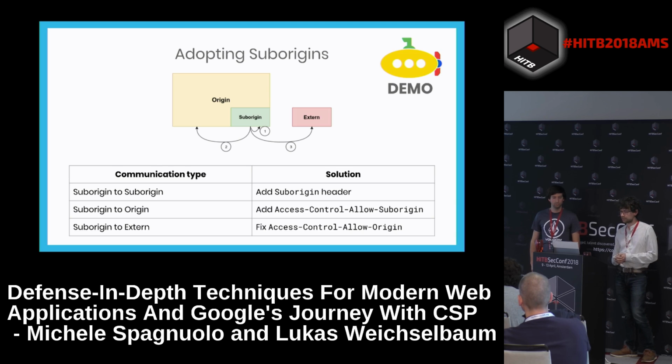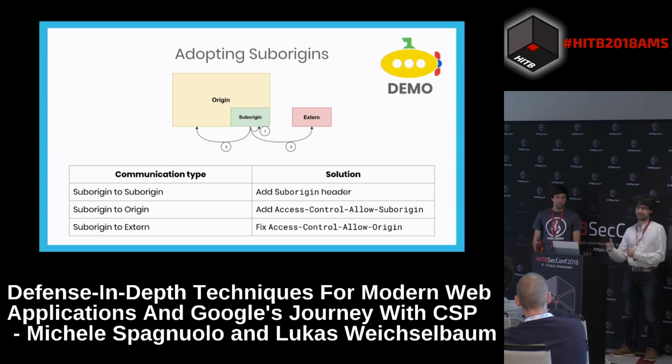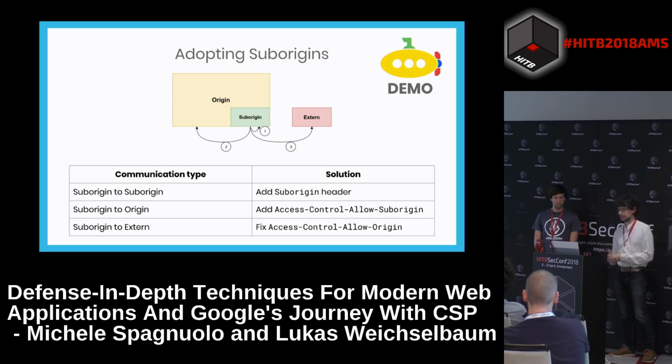If you want to communicate to the parent origin, or to the origin in general, then the receiver or sender endpoint needs to add Access-Control-Allow-Suborigin, which is a new header. There is Access-Control-Allow-Origin, right? But there will be allow suborigin, maybe. This is not set in stone, of course, this is being discussed. And for suborigin to external, the other endpoint should have Access-Control-Allow-Origin.